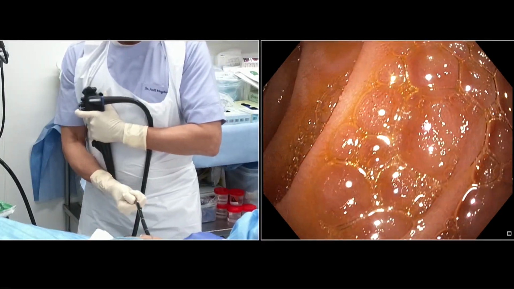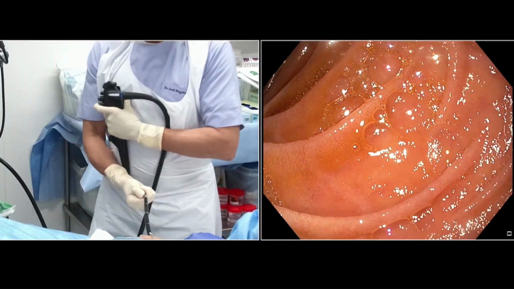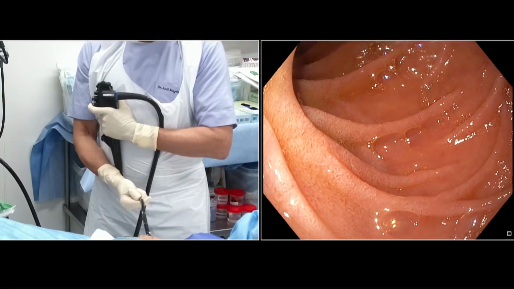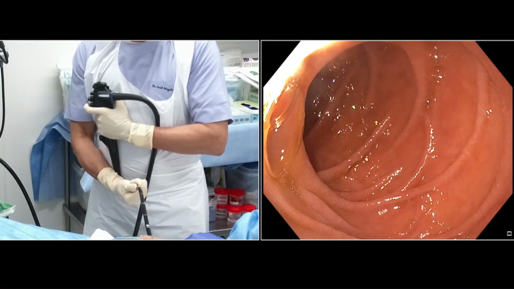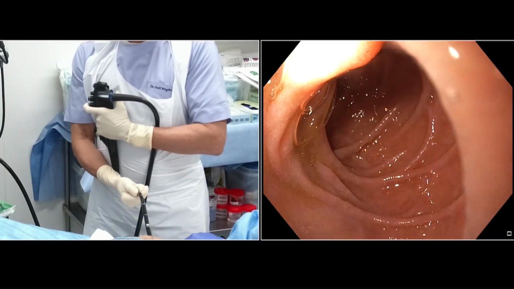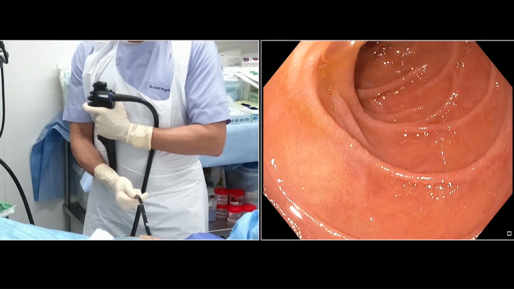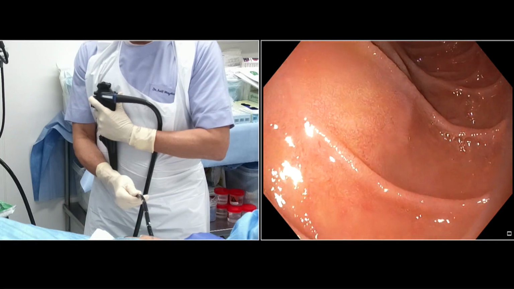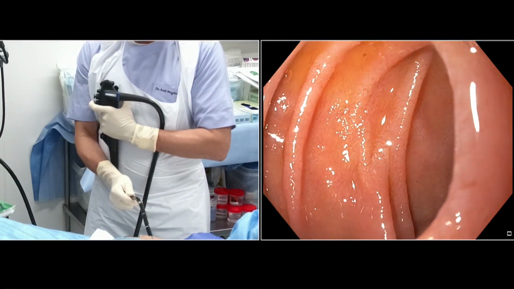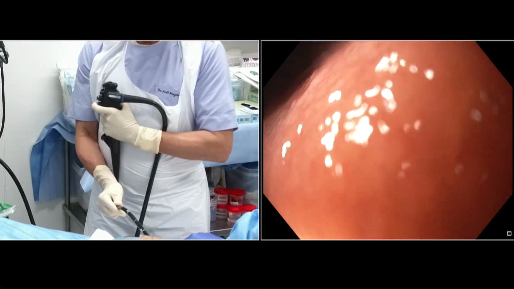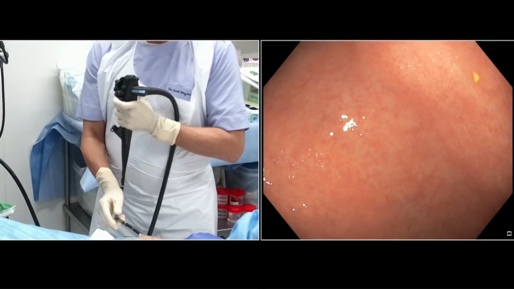So now I'm going to pull the scope back until the scope slowly slips back into the first part of the duodenum. Again, you are going to see the ampulla of Vater on the left side over there, a slight bulge above. Pulling the scope back, coming back to the first part of the duodenum, and as I am coming back, the scope will suddenly slip back into the stomach. You see here, again it has fallen back into the stomach.